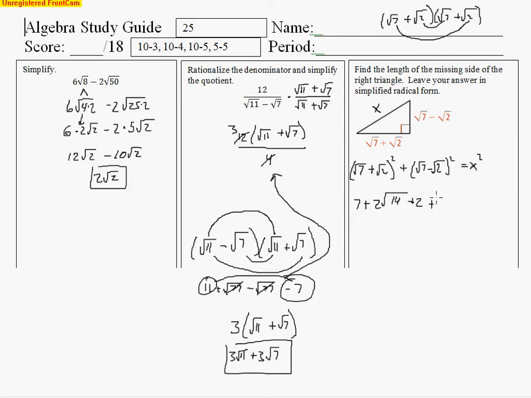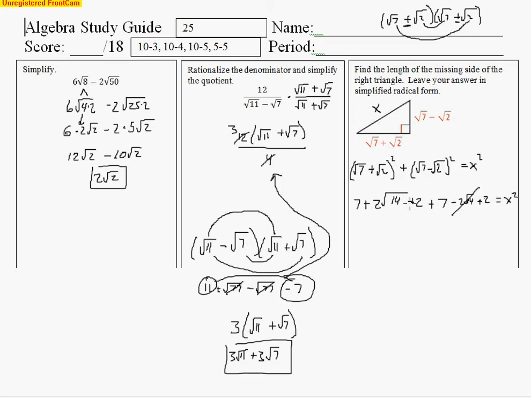So this next one, it's the same sort of thing. You have 7, and in this case, instead of the plus sign, we're going to have negative signs here, and that's going to make negative 2 square roots of 14. And the last term is going to be a negative times a negative makes a positive square root of 4, which just makes positive 2. And this all equals x squared.